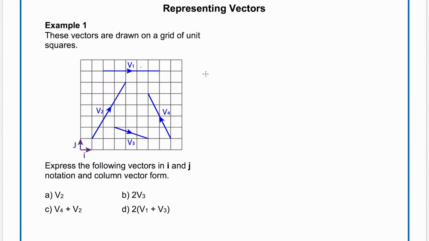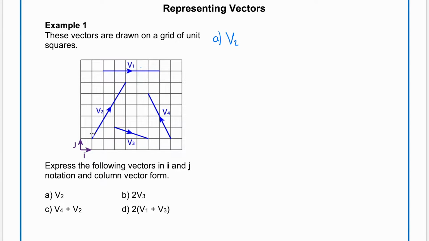Hi, so in this video, I'm going to show you how to represent vectors using i and j notation and in column vector form. So we'll begin with question A, where we're going to write the vector v2.